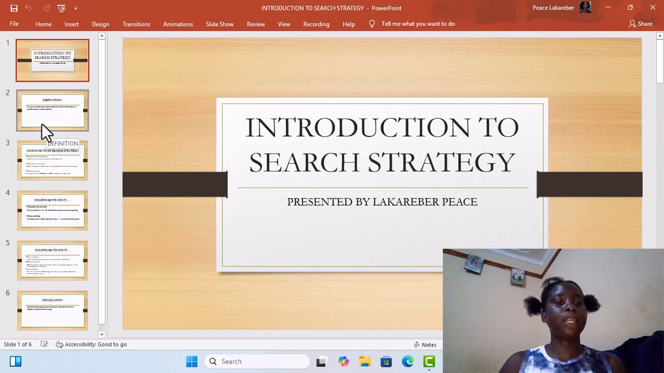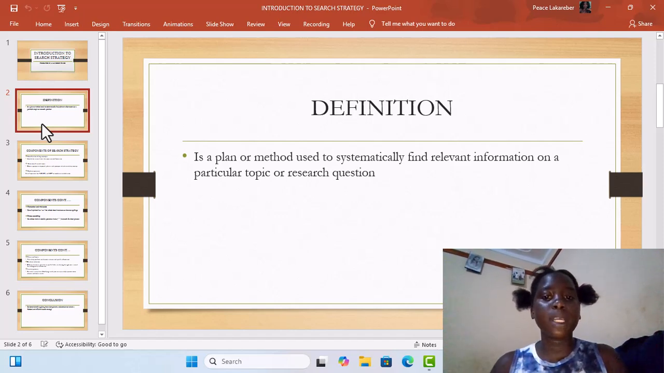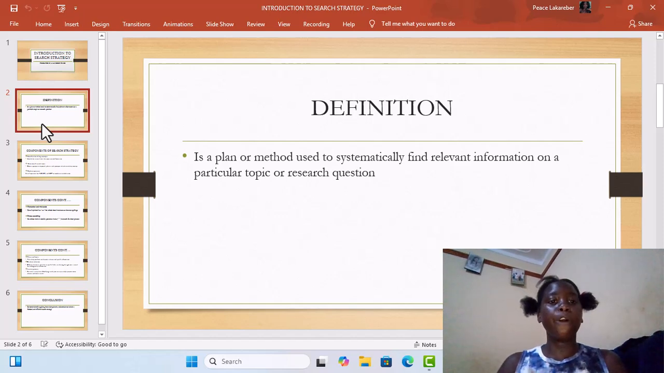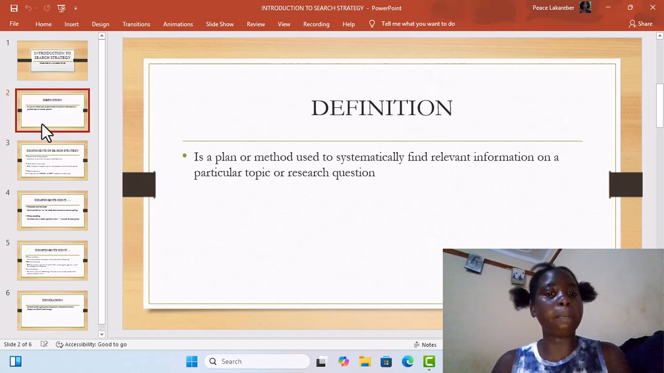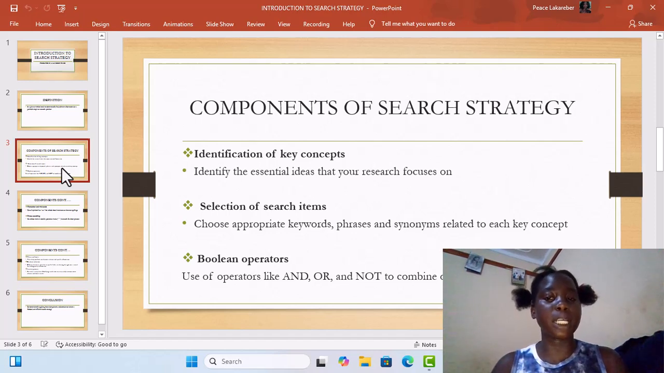So to begin with, what is search strategy? Now, search strategy is simply a plan or method used to systematically find relevant information on a particular topic or research question. And then we also have the components of search strategies.